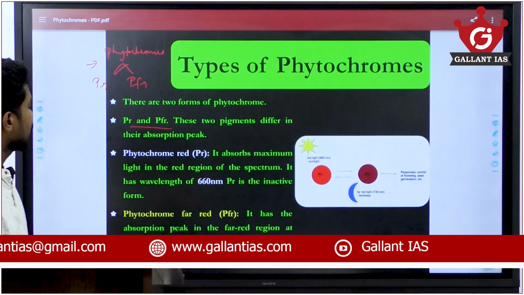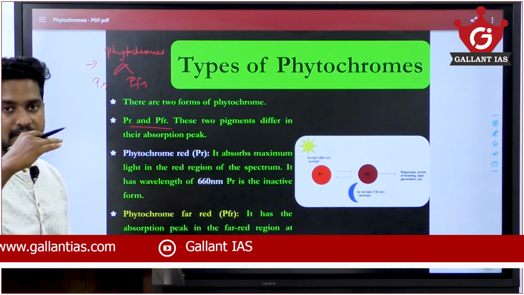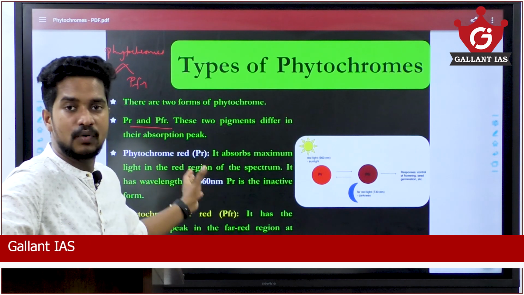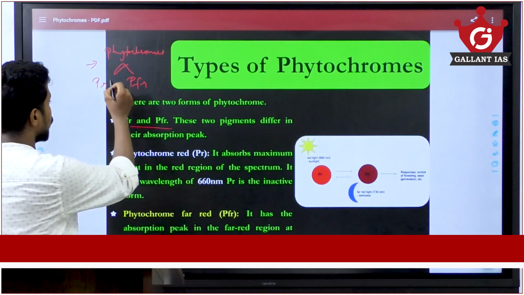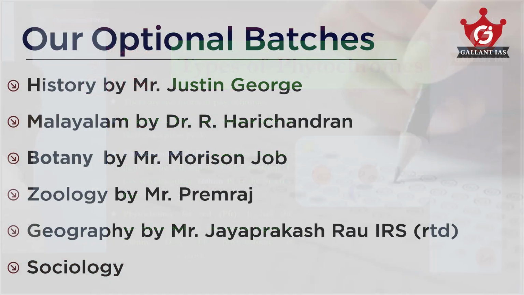Okay, these two pigments differ in their absorption peak. I already mentioned that phytochrome has two forms, one is PR and the other one is PFR, and both these pigments differ in their absorption peak. So there is a difference in the absorption peak.